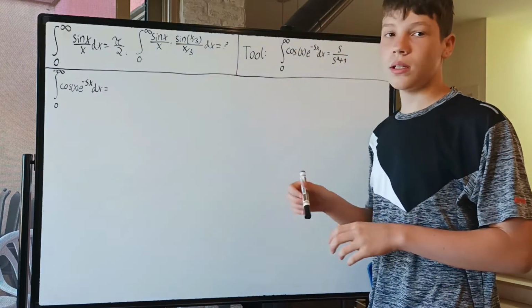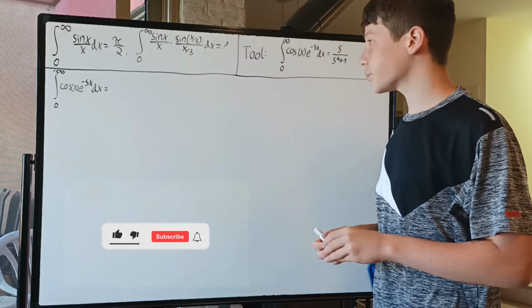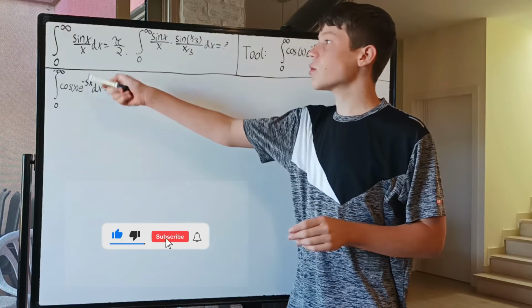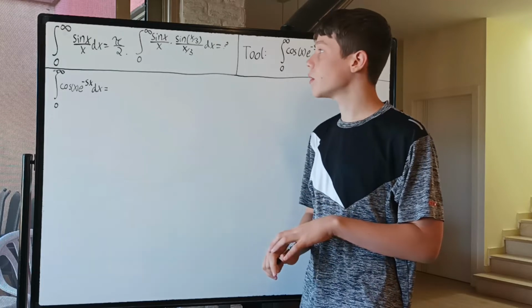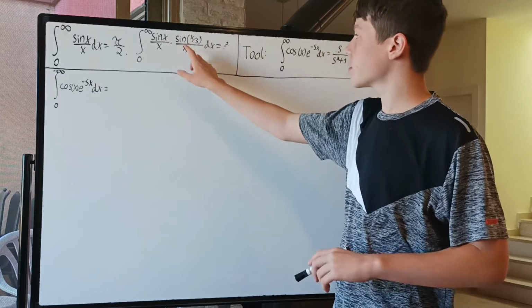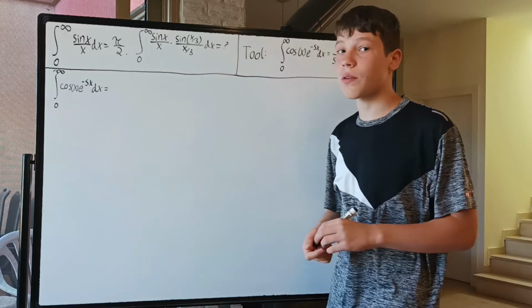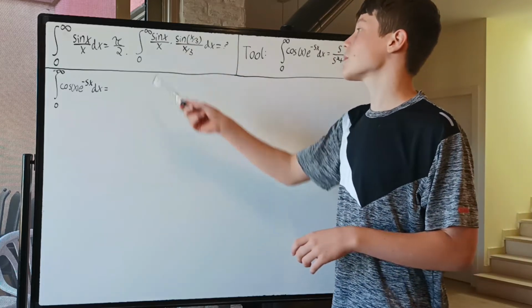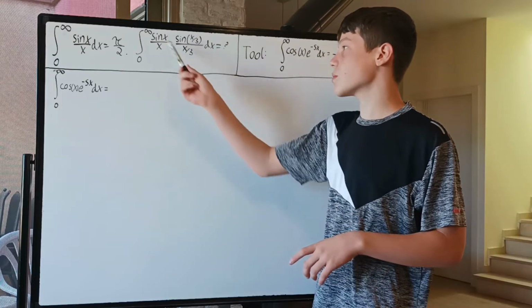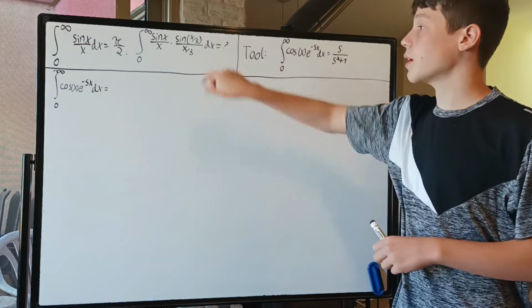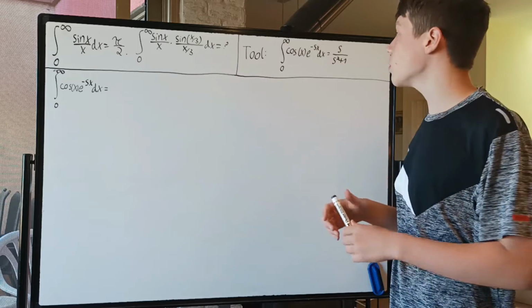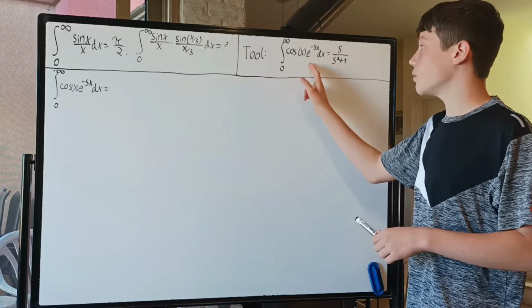Today we're going to evaluate this integral. So we know the integral from 0 to infinity of sine x over x dx is pi over 2. But if we add on this factor of sine x over 3 divided by x over 3, and then times sine x over x, and we integrate from 0 to infinity, what is that going to be? That's what we're going to do today, and as a tool, we're going to prove this first.